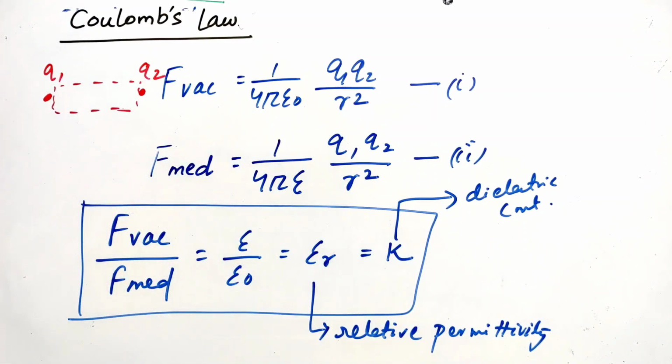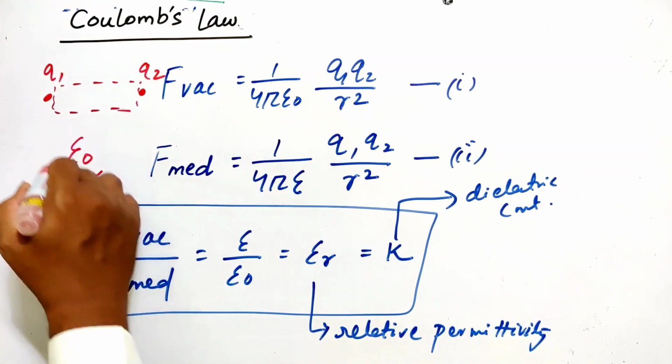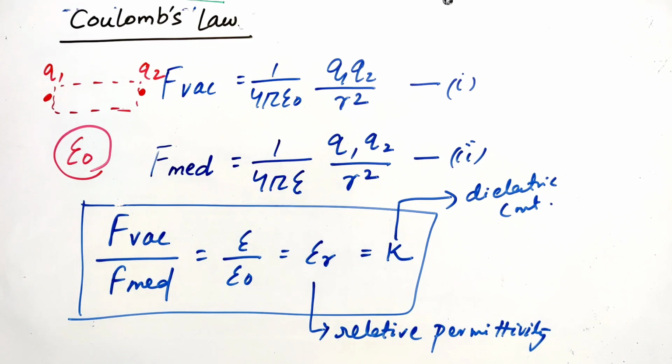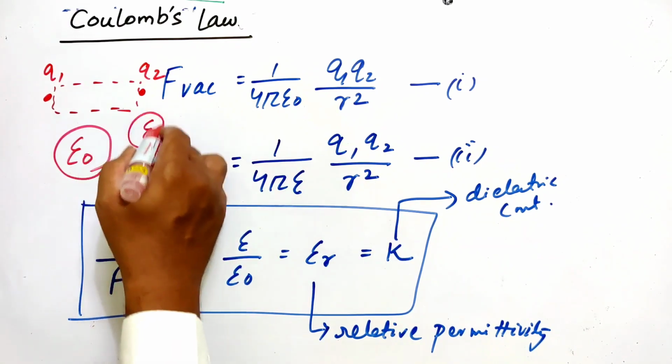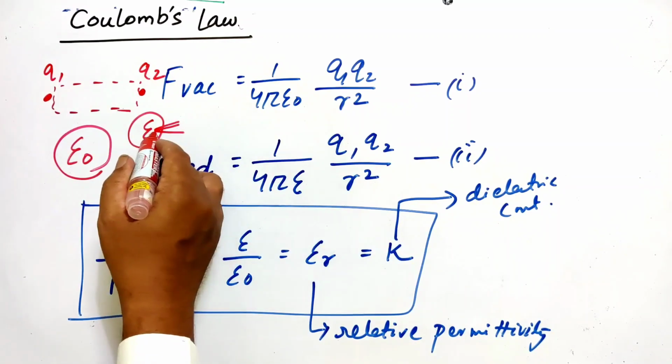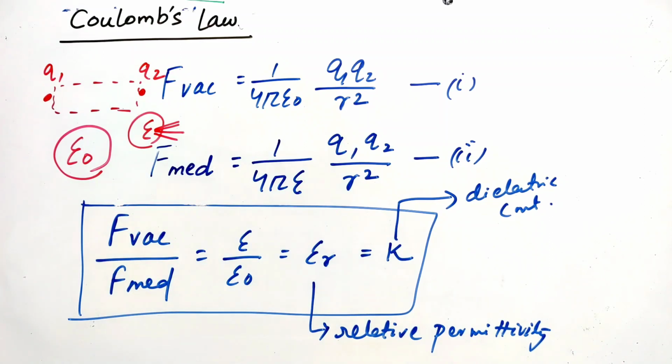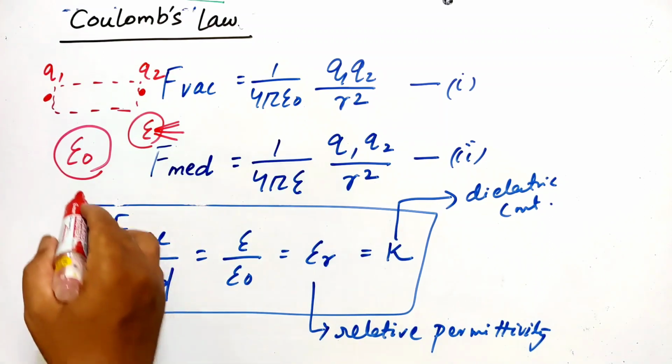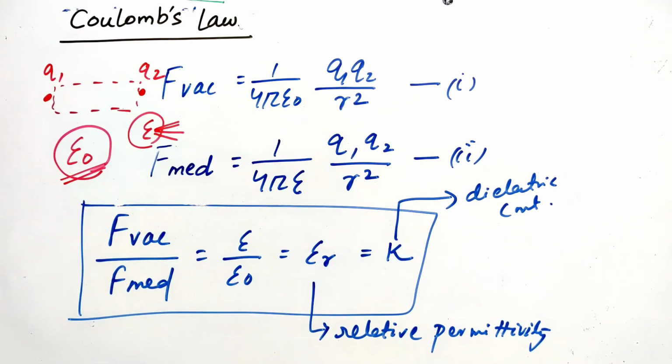So this medium determines the electrostatic force between the two charged particles. This determining property is called the permittivity of that medium. From medium to medium, the permittivity is going to vary. For vacuum, we take the permittivity as epsilon naught, and for all the rest of the mediums we simply take it as epsilon. But they have different values of epsilon. The different mediums will have different values, but we only represent it as epsilon. And similarly, for the vacuum, it is represented by epsilon naught.